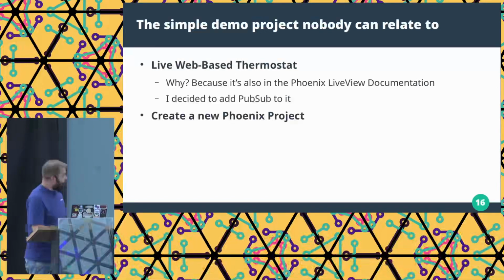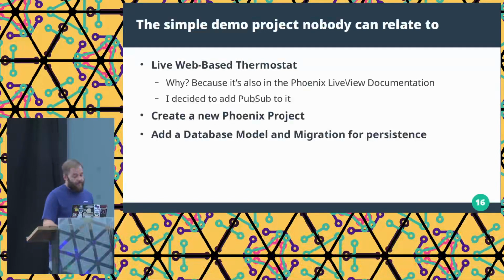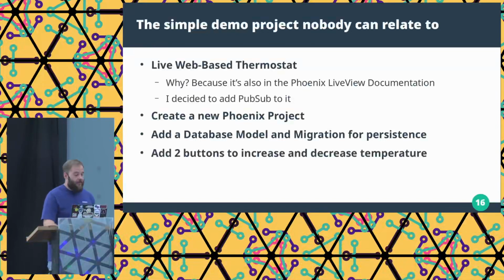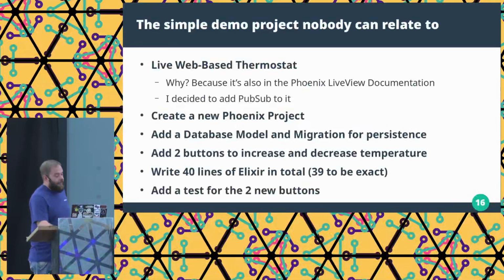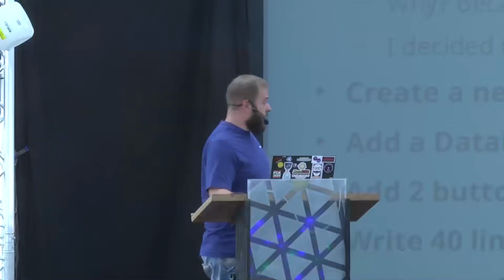So we're going to create a new project in a second. We're going to add a database model and a migration for persistence. We're going to add 2 buttons to increase and decrease temperature, and write 40 lines of code in total, and add a couple of tests for the new buttons.